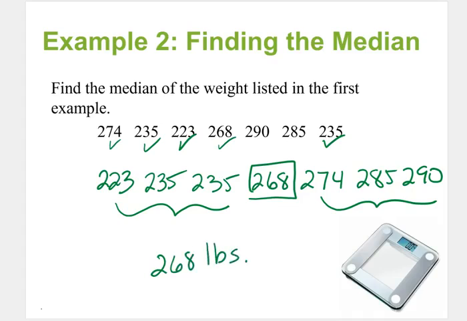Notice it wasn't all that different from the mean of 258.6. So you should find that these should be relatively close to each other. Sometimes they'll be very different, which then tells you some very interesting information about your data.